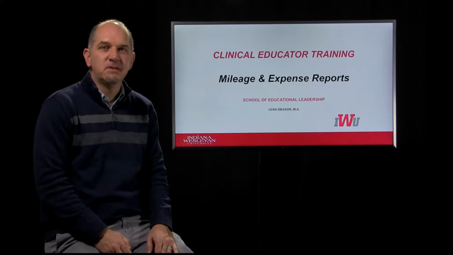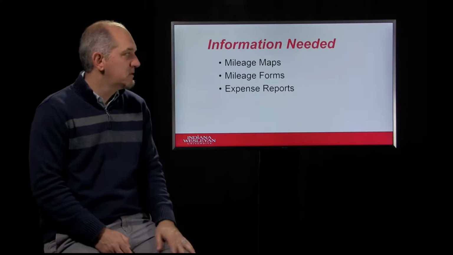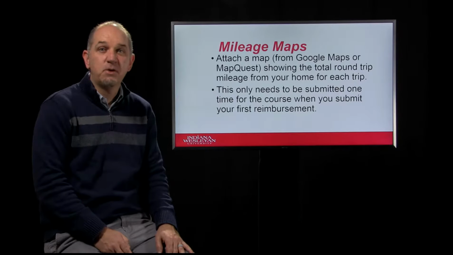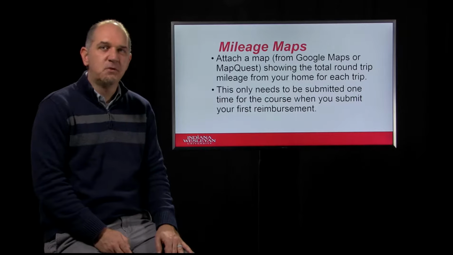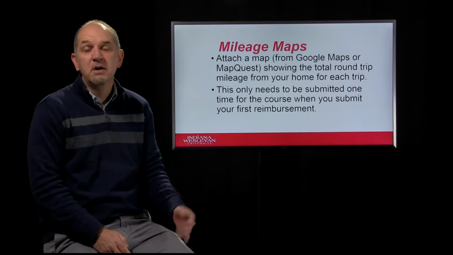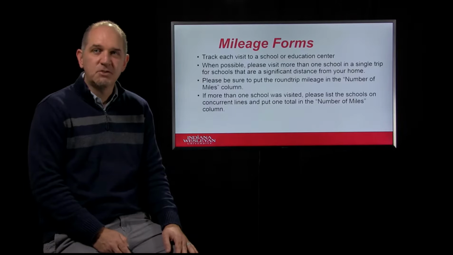I'd like to talk to you briefly about our mileage and expense reports. The information needed for mileage and expense reports are the mileage maps, the mileage forms, and the expense reports. For your mileage maps, you can attach a map from Google Maps or MapQuest showing the total round-trip mileage from your home for each trip that you take. And this only needs to be submitted one time for the course when you submit your first reimbursement, so you won't have to worry about doing this each time.